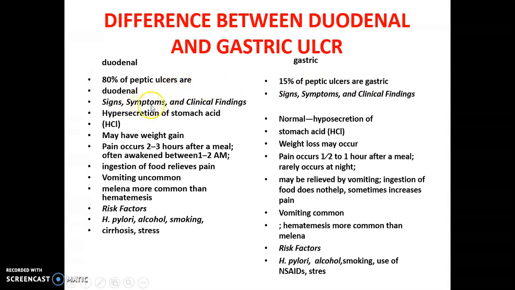When it comes to signs, symptoms and other clinical findings, duodenal ulcer happens because of hypersecretion of stomach acid. But in gastric ulcer, it may be because of hyposecretion of stomach acid. And in duodenal ulcer, the patient may get weight gain, but in gastric ulcer, weight loss occurs.